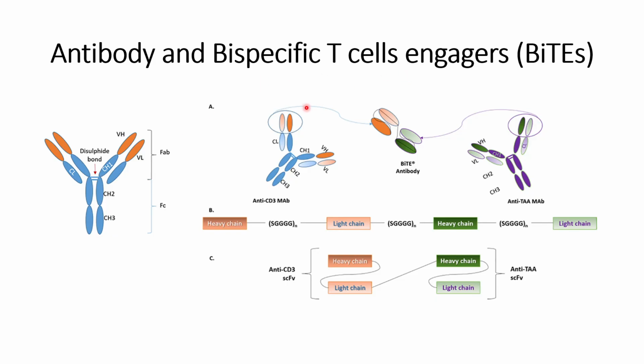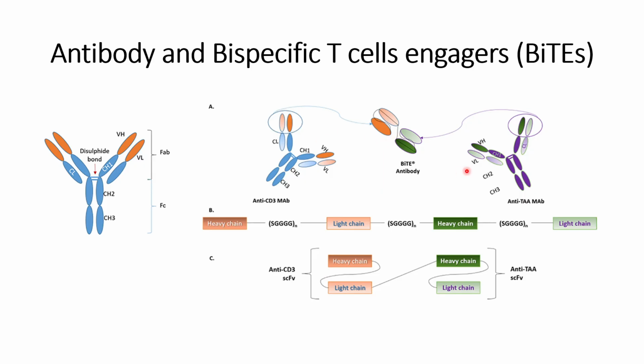In the bispecific T cell engager, what they did is they took the variable heavy chain and light chain regions of one monoclonal antibody and of another monoclonal antibody and joined them together to form a BiTE antibody. The linker that they used is the serine glycine linkage. It can be seen here between the heavy chain and light chain of these two, and also between this light chain and the heavy chain of the other monoclonal antibody.